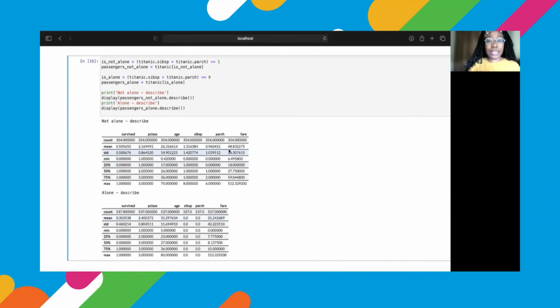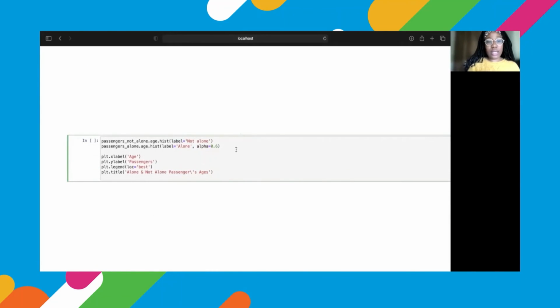And then we can see that on average, passengers who were not alone paid around 48 euros, let's say. Okay, so we can see a discrepancy in fees for the tickets for people who were boarding the Titanic alone, or they were coming with a family. So we can see the discrepancy in prices, and this could be another analysis on its own as well.